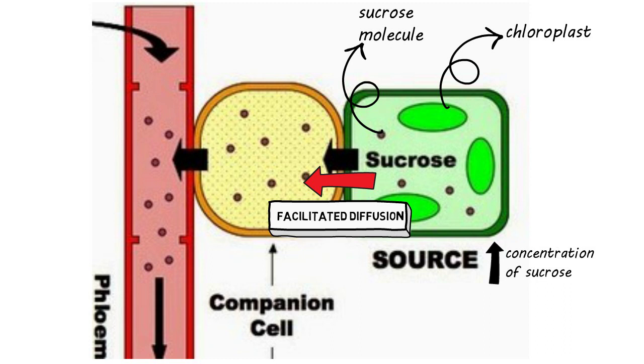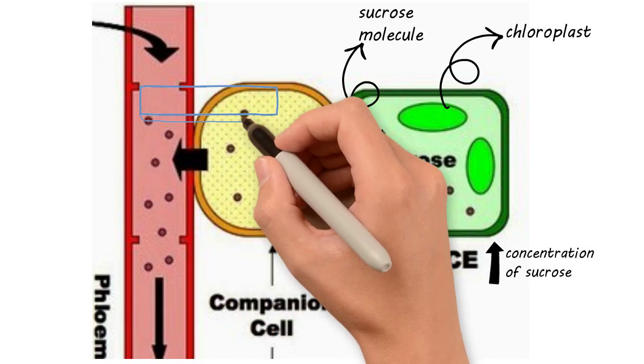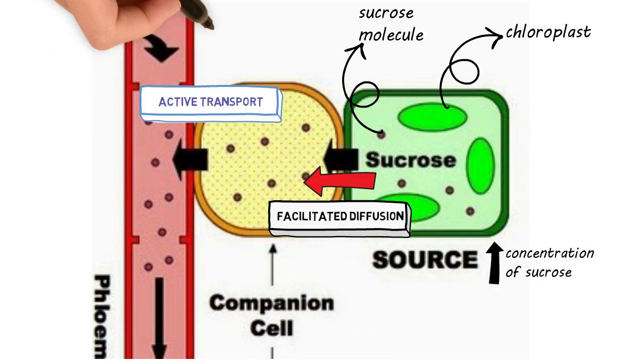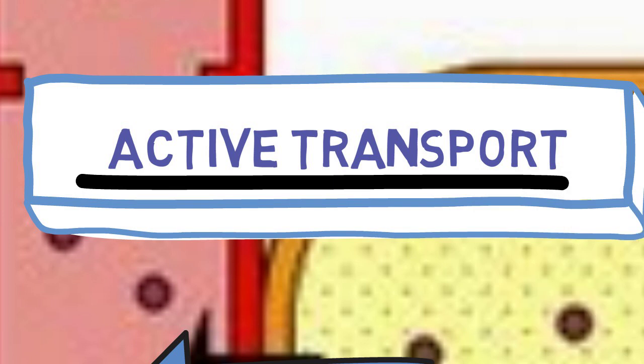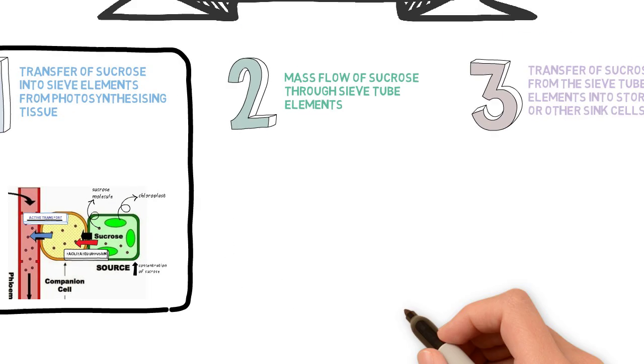Now that sucrose is in the companion cells, it needs to move into the sieve tube of the phloem. This is done by active transport, and the textbook goes into quite a bit of detail how this happens, and it turns out that sucrose is actually co-transported, but you don't need to know that for the exam. All you need to know to get the marks is that sucrose moves from the companion cell into the sieve tubules by active transport.